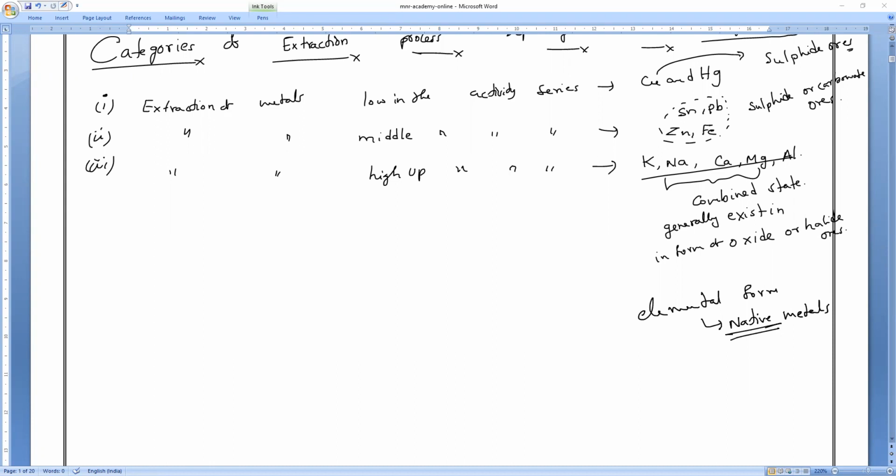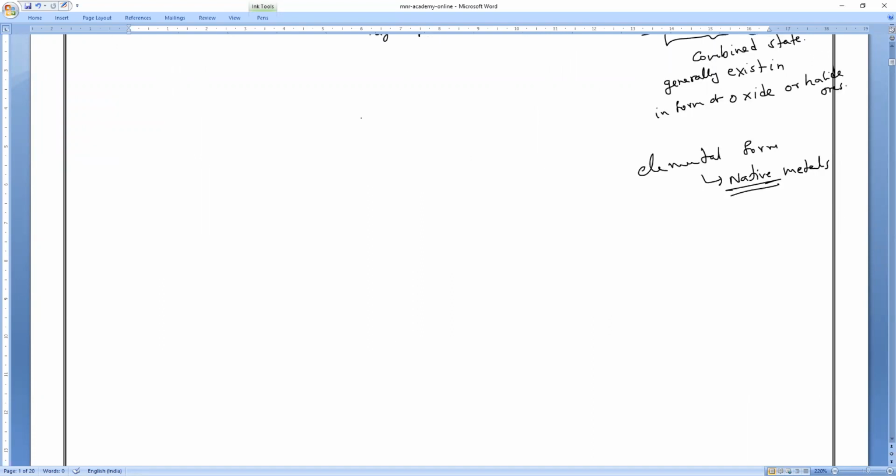Sulfide ores. So we have to undergo what process? Low reactivity, we have to go under roasting. Low reactive means you have to go under the roasting process. Am I right or wrong? So keep adding extraction of metals low in the activity series. Whenever they ask you low, you have to give two examples. Your NCERT book also has it. One is copper, next one is mercury, Hg.